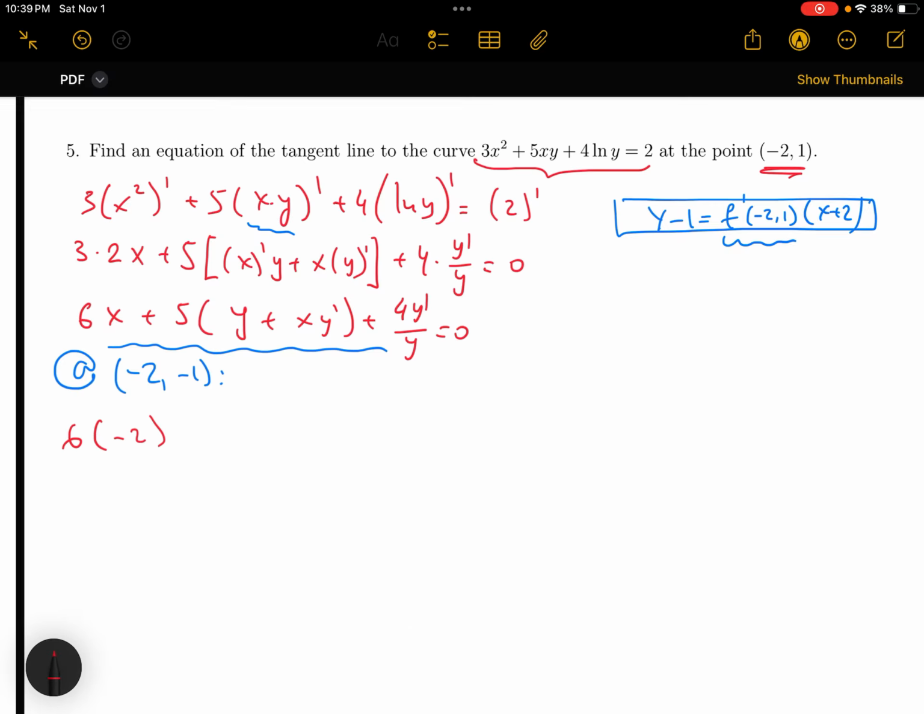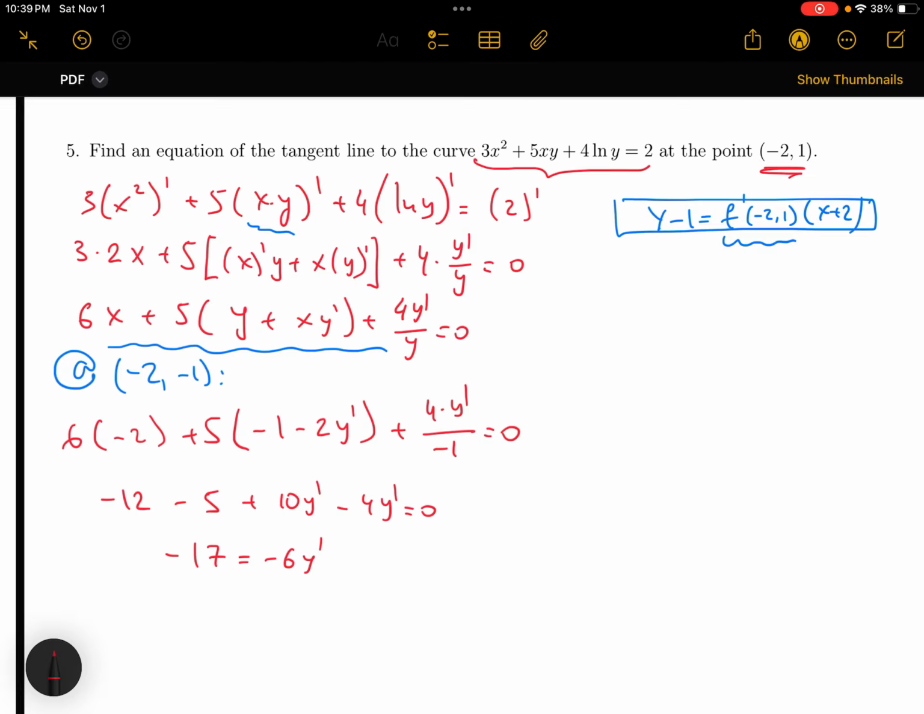So I get 6 times negative 2 plus 5 times negative 1 minus 2 times y prime plus 4 times y prime over negative 1 is equal to 0. So negative 12 minus 5 plus 10y prime minus 4y prime is equal to 0. Here I have negative 17 is equal to negative 6y prime, or simply y prime is equal to 17 over 6. And that's how we have found the slope of this tangent line.